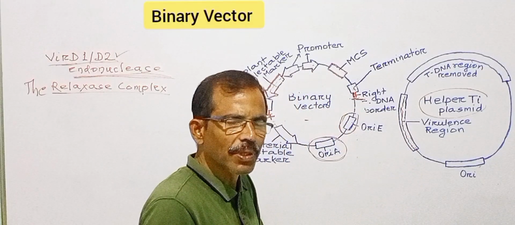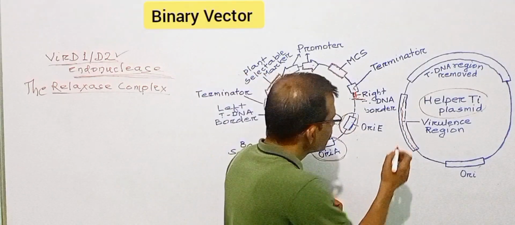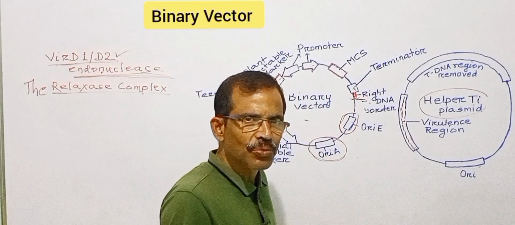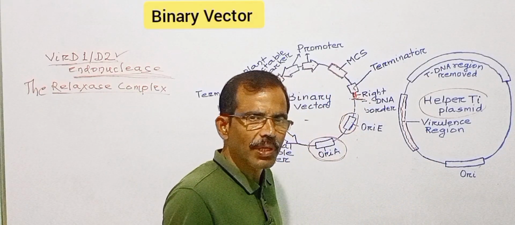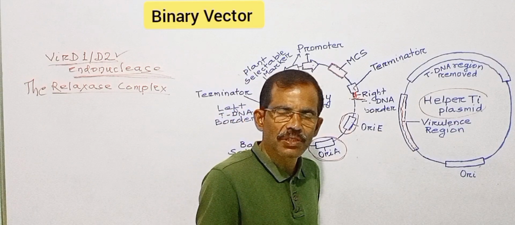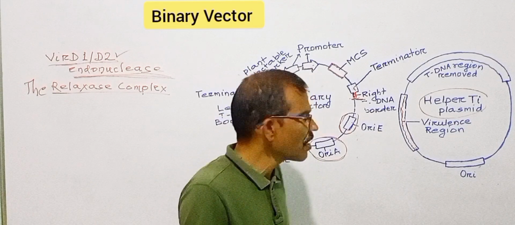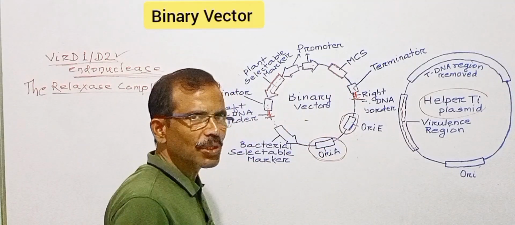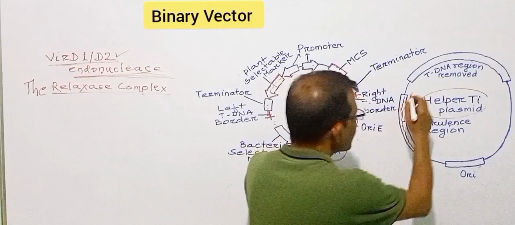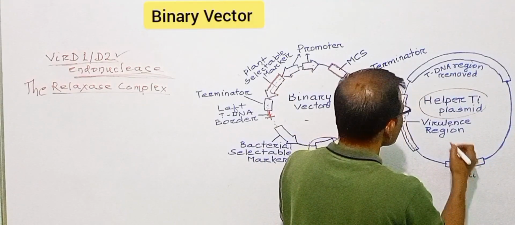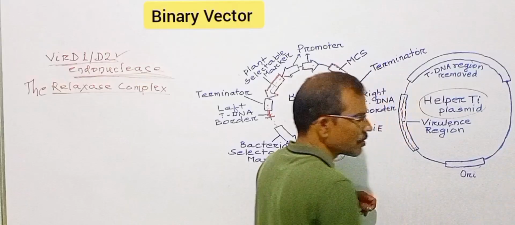is derived from Ti plasmid. This Vir region contains different Vir genes which encode specific proteins which are responsible for the precise excision, transfer and integration of this DNA segment into the plant genome. This helper plasmid contains another origin of replication and other sequences.